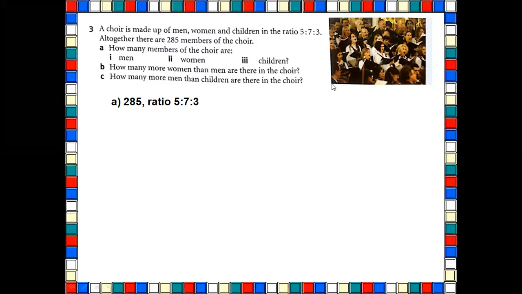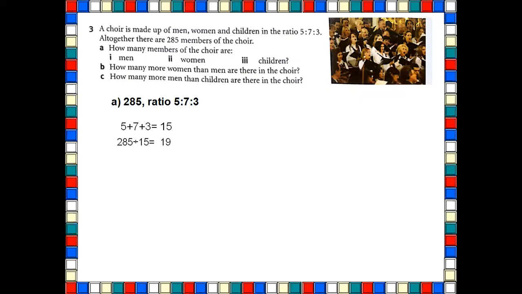Men is, first of all, we add them. 5 plus 7 plus 3, yes. It's 15. And then 285 divided by 15. Yes. 285 divided by 15. Oh, 19. Yes, 19.